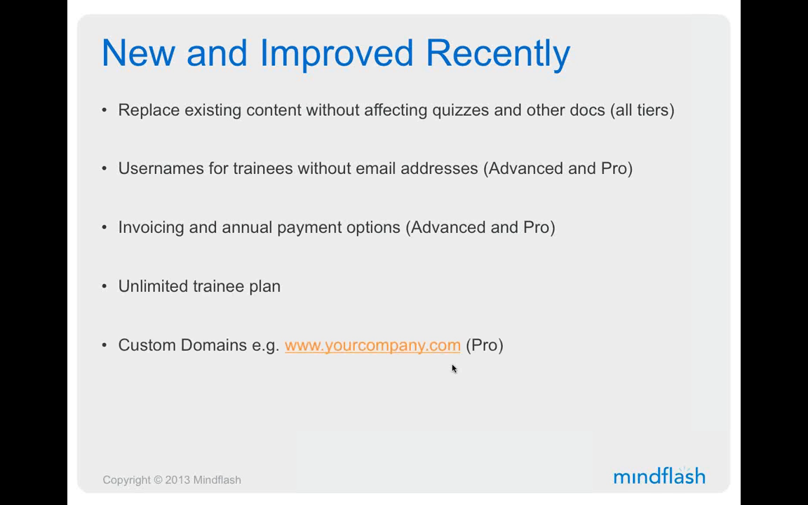Custom domains was released, I think, a month ago, and that allows you to have a subdomain on your own domain for your training courses. So rather than using the Mindflash URL or yourcompany.mindflash.com, you can actually make it training.yourcompany.com, and that's available on the Pro tier. So if you are interested in doing that and really branding your account, that is an option. Those changes that you make also go into all of the invitations and any links that are sent out. So it really is represented as your domain.